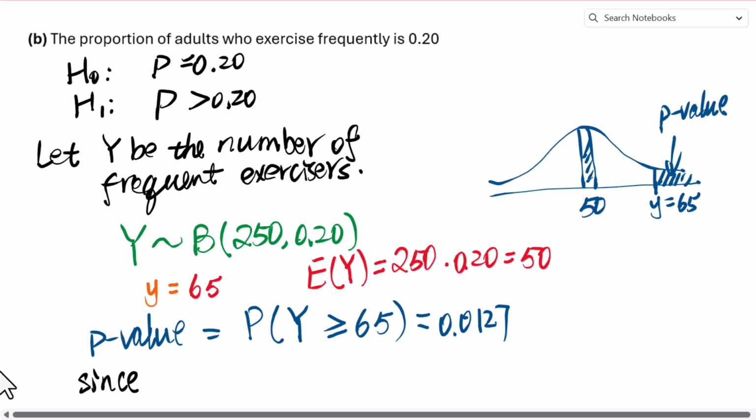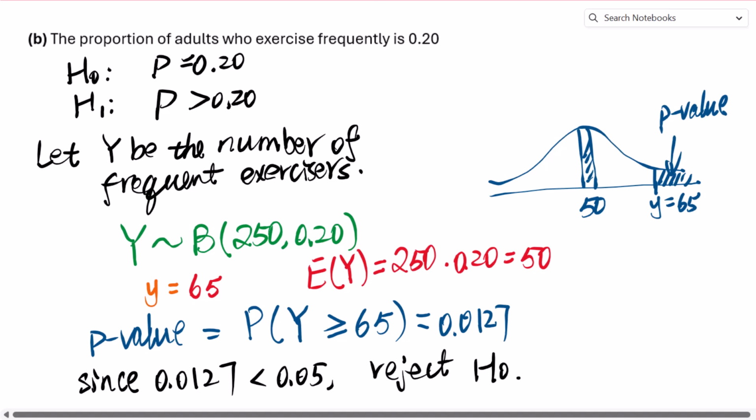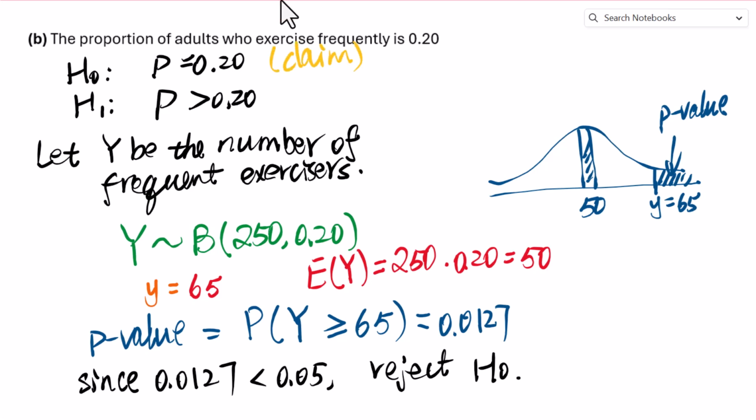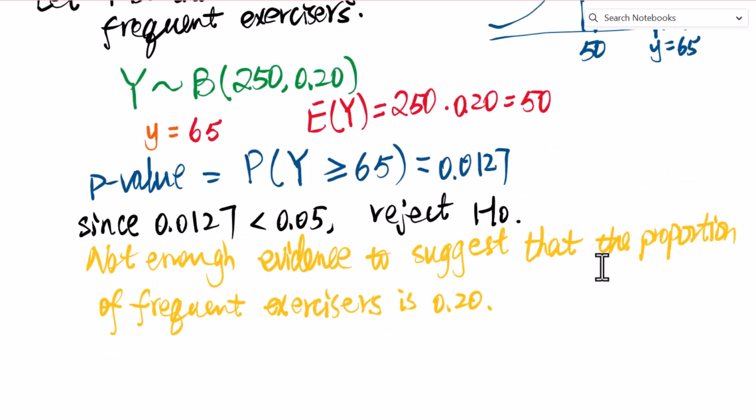Then we can draw the conclusion. Since 0.0127 is less than 0.05, reject H0. Let's check which one is our claim. This is our claim. Reject H0 means claim with a cross. So our conclusion will be: not enough evidence to suggest that the proportion of frequent exercisers is 0.20.